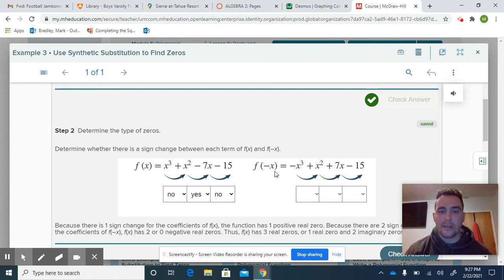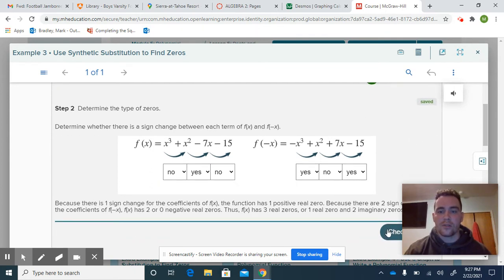Now, the next one we have is f of negative x. So what we had before is positive x cubed, now it's negative x cubed, because a negative times a negative times a negative is still a negative. That's why this x squared is positive, because two negatives make it positive. So yes, there is a sign change. Positive x squared and positive 7x: no, there is not a sign change. And a positive 7x to a negative 15: yes, there is a sign change. Check those answers. Bada boom, bada bing.